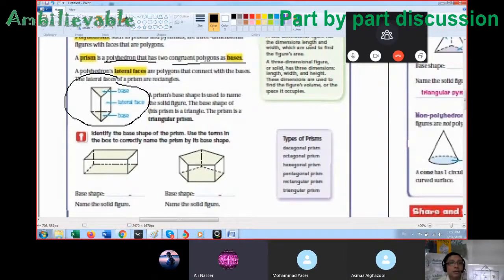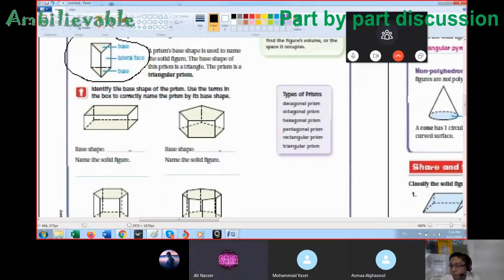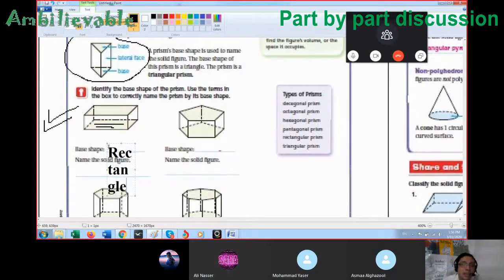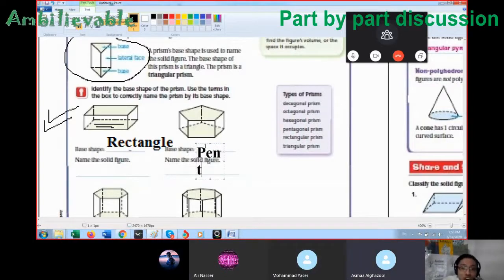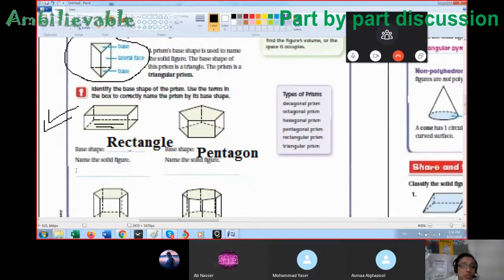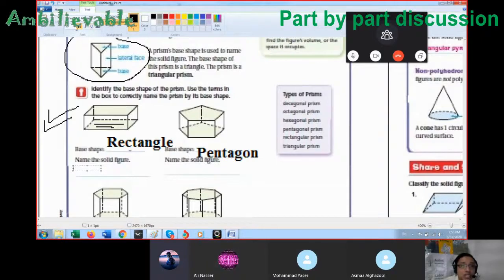See, the base shape is the one that is lying on the floor. Like, for example, this one. Let's identify the base shape. Look at this one. All of you can see this one? Yes. What is the base shape? What's the shape here? Rectangle. That's it. That's the base shape. It is a rectangle. What about this one? What is the base shape of this shape? It's a pentagon. Pentagon. Five sides. So the name of this figure is rectangular.